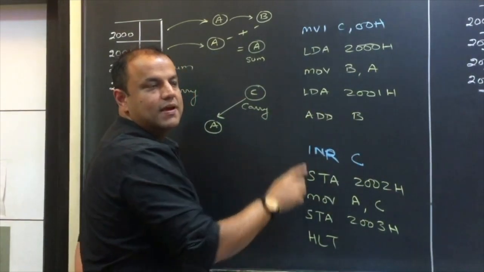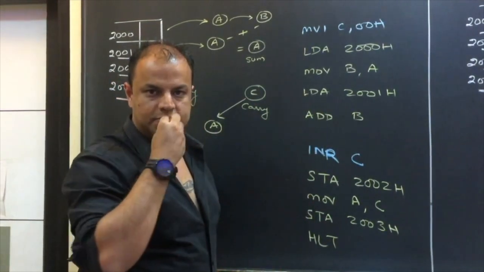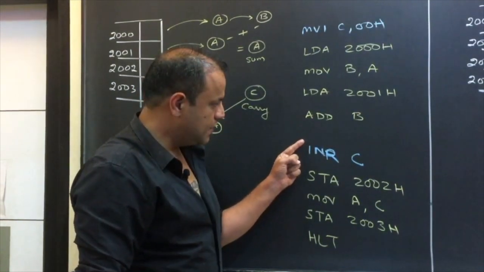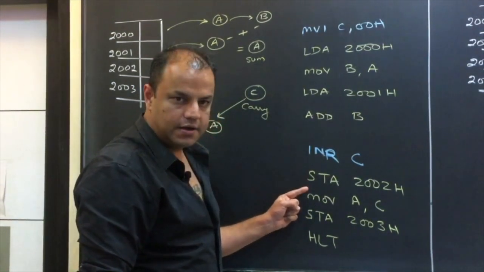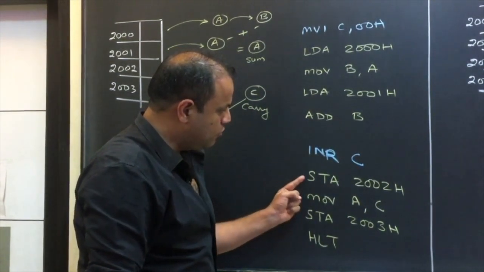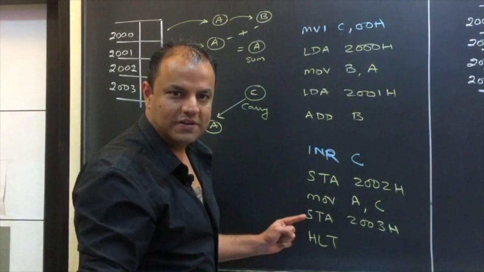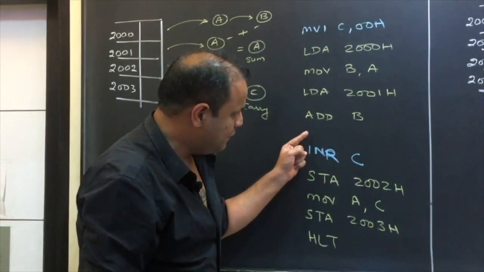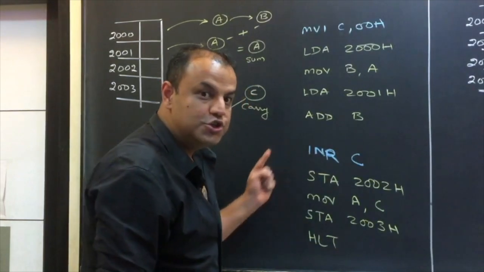Here you have to make a decision. If, I am saying it in English, then I will write the instruction. If there was a carry, I should do this and continue. If there was no carry, I should jump over this line and continue. Please tell me, did you understand this? If there was a carry, I should do this. If there was no carry, I should jump over it.